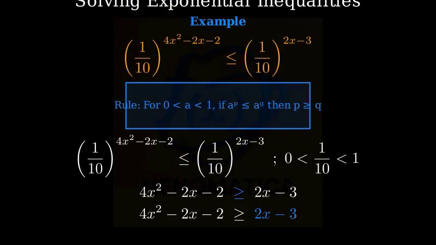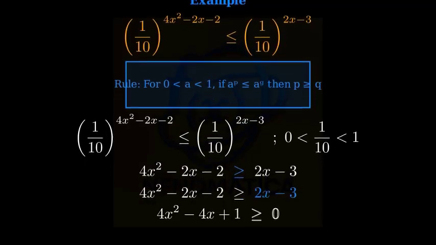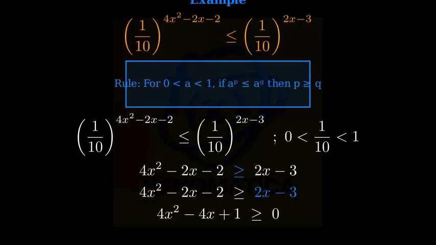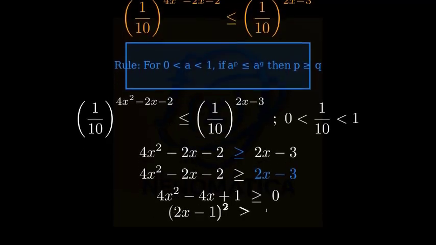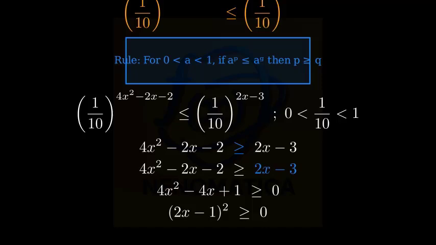We'll move all terms to the left side to get 4x squared minus 2x minus 2 greater than or equal to 2x minus 3. Then we combine like terms: 4x squared minus 4x plus 1 greater than or equal to 0. Let's factor this expression. We can rewrite 4x squared minus 4x plus 1 as (2x minus 1) squared greater than or equal to 0. Now, we need to find when this inequality is satisfied.